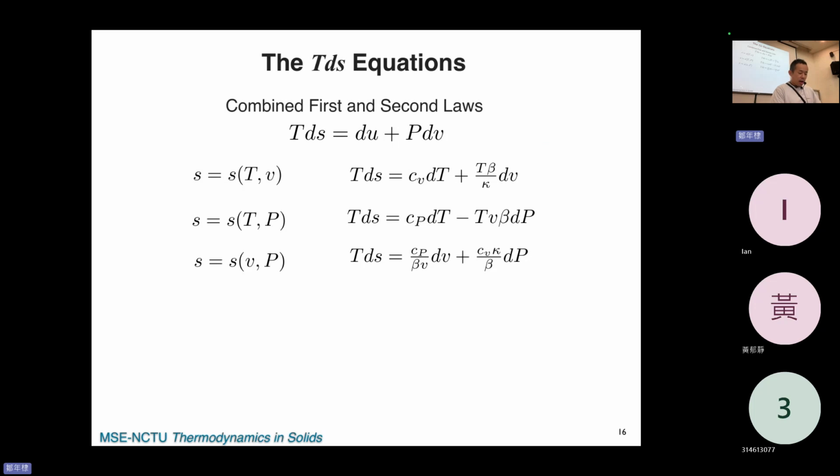TDS equation. You can see that after combining the first law and second law, you obtain this one. TDS equal to blah, blah, blah, blah.